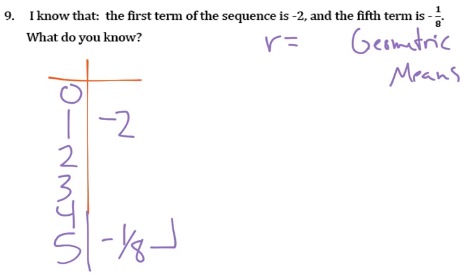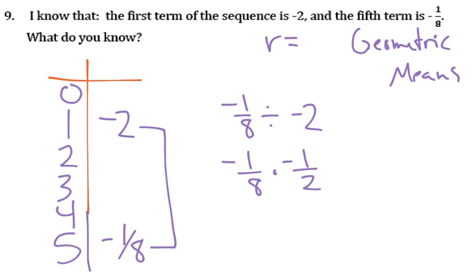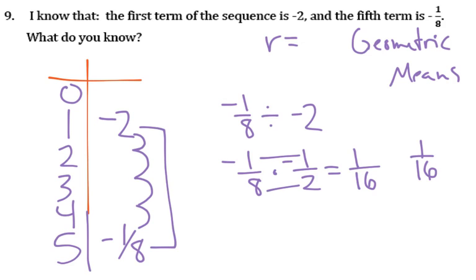So we take this one and divide it, so -1/8 divided by -2. In other words, -1/8 times -1/2. So the negatives cancel, become positive 1. 8 times 2 is 16. Okay, so we've got 1/16. But now we've got to split that up into 1, 2, 3, 4 jumps. Well, how do we split that up? We take the 4th root of it.